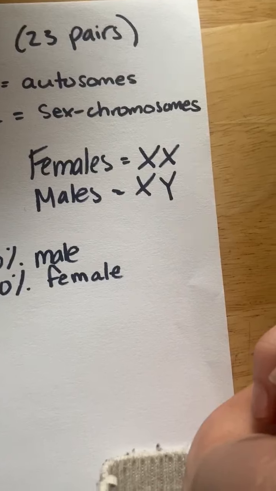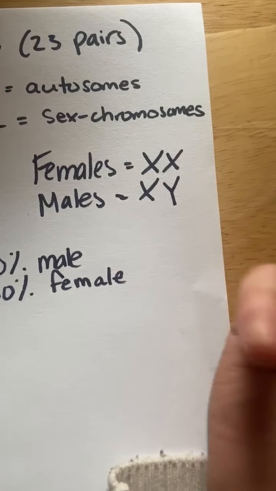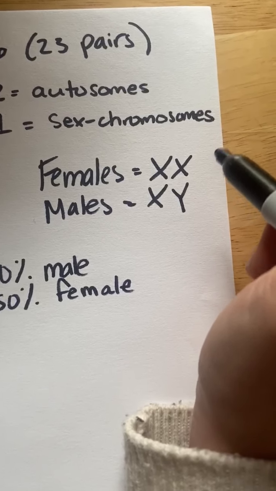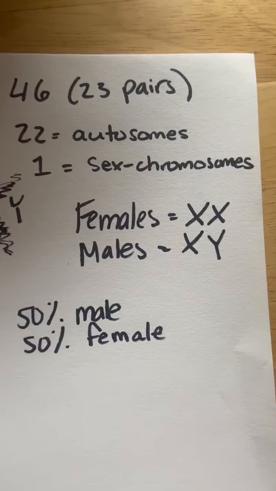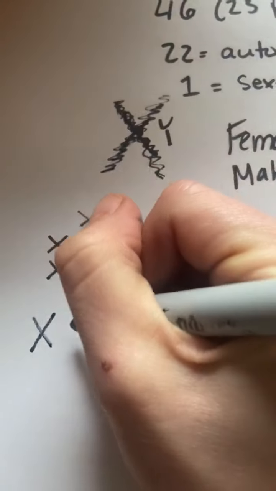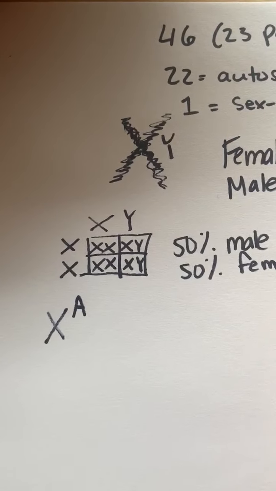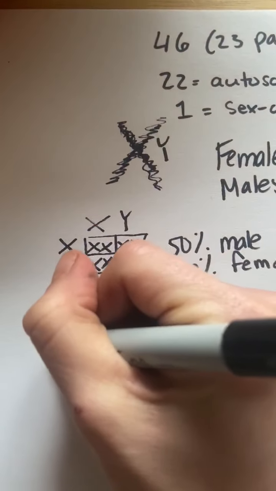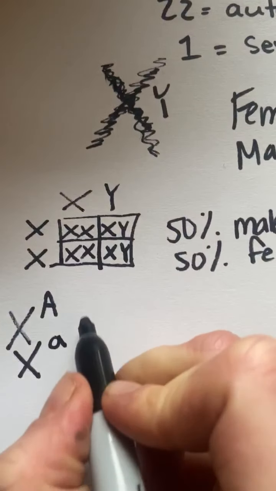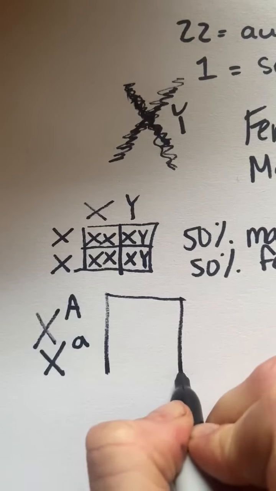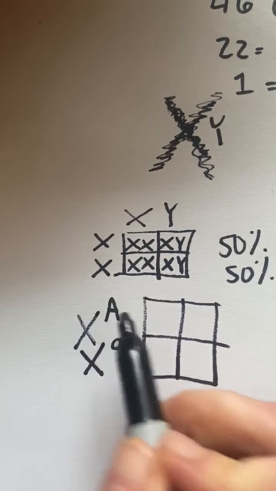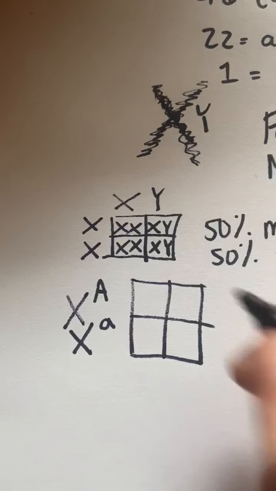So for example, there's a trait for color blindness, and it's an X-linked gene. So there's a gene on the X chromosome that deals with color blindness. So a female might have, say, an X with a dominant gene, which would mean that they see color fine, and they have an X with a recessive allele. So recessive means colorblind. In this case, though, the female has that big A. The big A is dominant. It overpowers the little a.